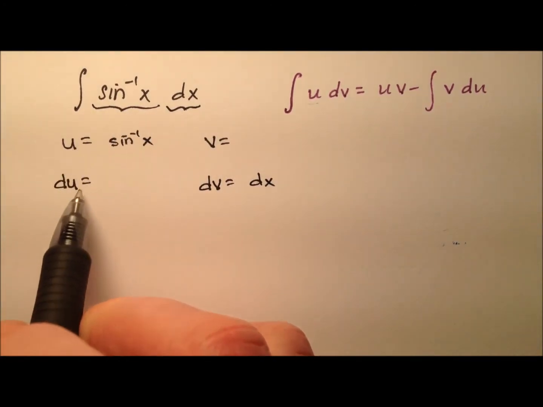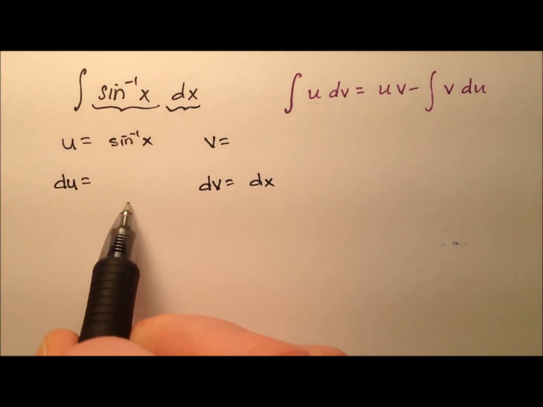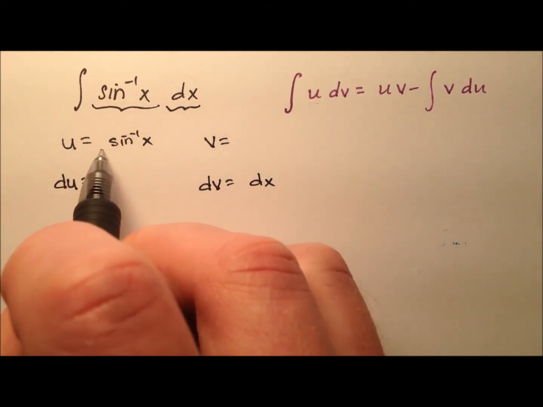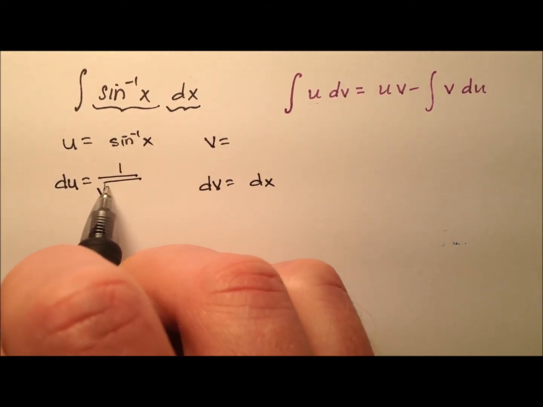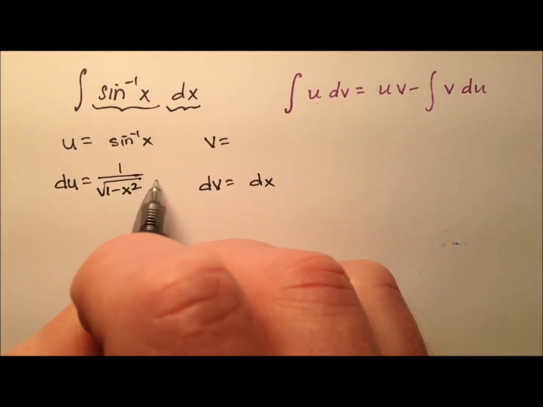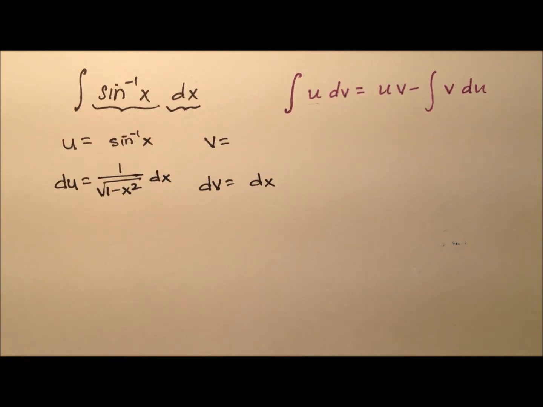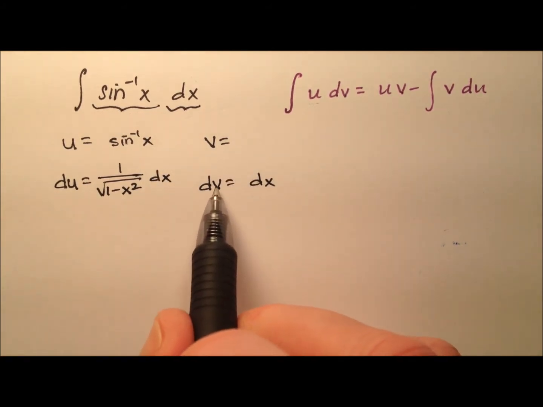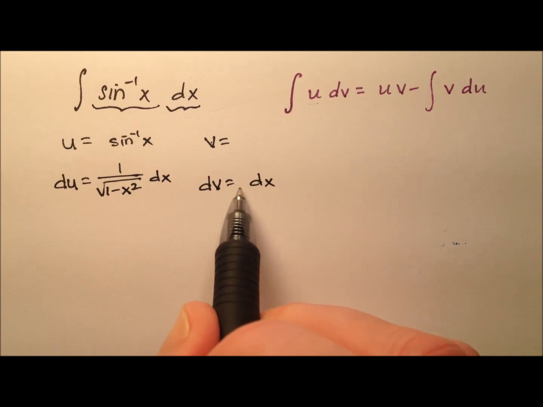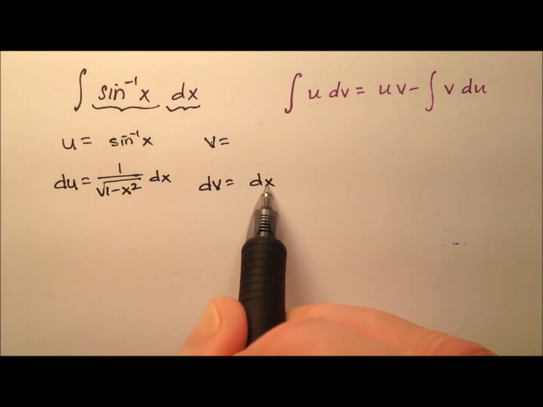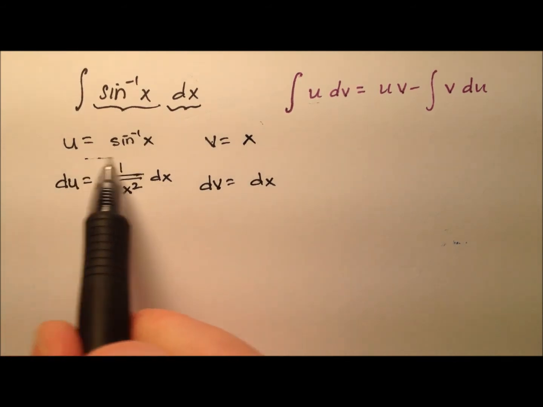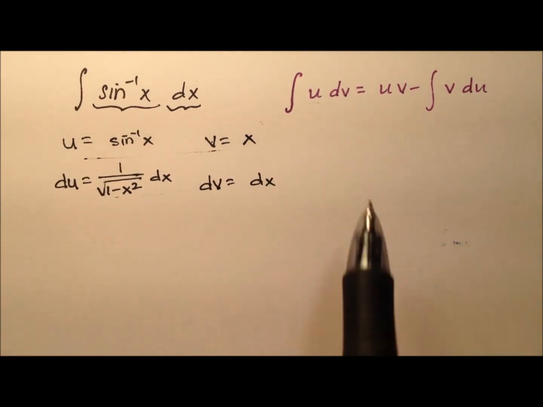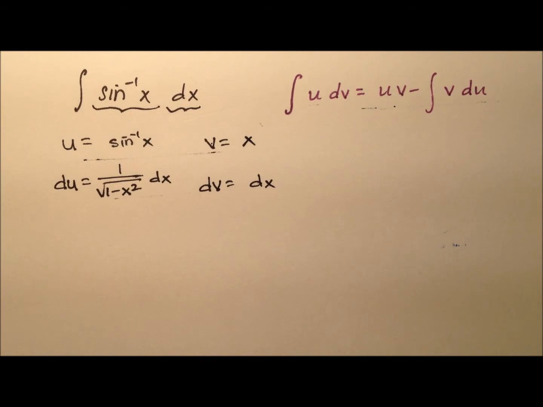So to go from u to du, I'm going to differentiate both sides here. So the derivative of inverse sine of x is 1 over the square root of 1 minus x squared. And of course, I'll throw the dx in there with it as well. And now to go from dv up to v, we need to integrate both sides. And the integral of just dx is, well, just x. Okay, so I have all four parts here that I need, and that will work nicely in my formula.